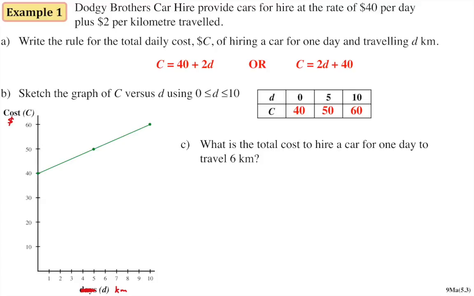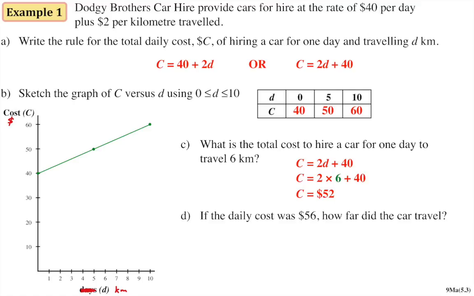Let's now find out what the total cost to hire a car for 1 day is if we only travelled 6 kilometres. Well, you could look at the graph and figure it out, go out 6 kilometres up and back, but it's a bit hard sometimes to get the exact amount, so let's use the formula. Now we know that we travelled 6 kilometres, which means D, the distance, is going to be 6. So where we see D, we put a 6 in its place. So instead of 2 times D, it's 2 times 6. 2 times 6 is 12. 12 plus 40 is 52. It will cost $52 to hire the car if we only drive 6 kilometres.